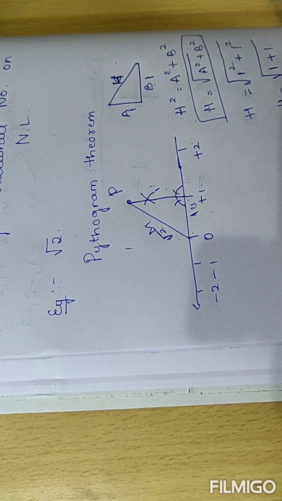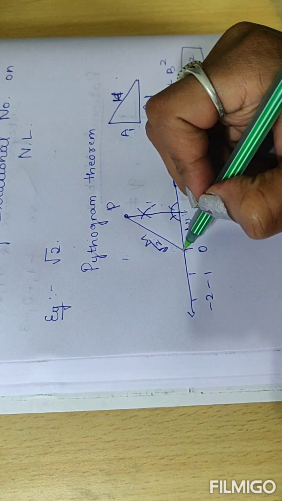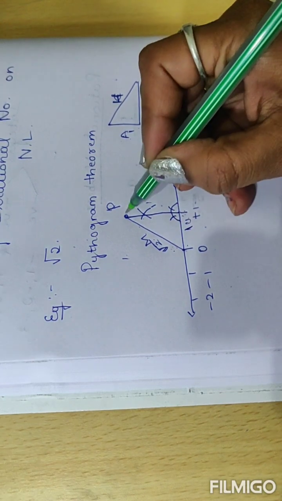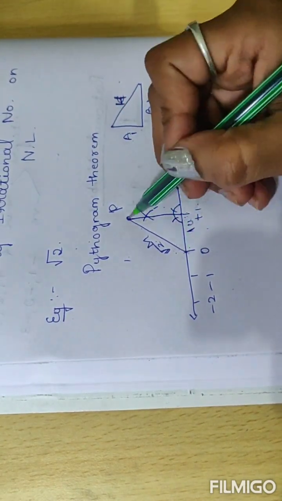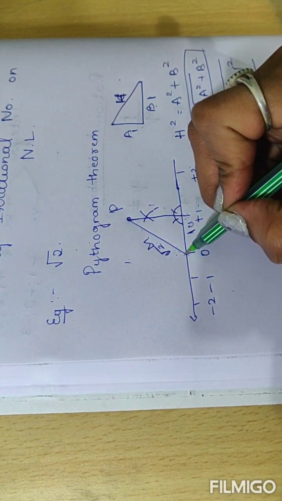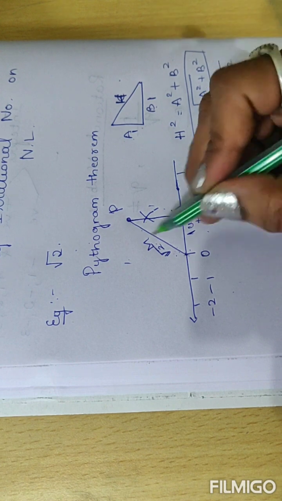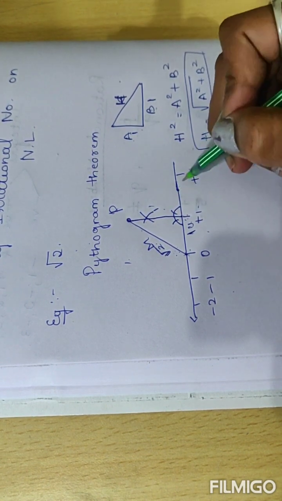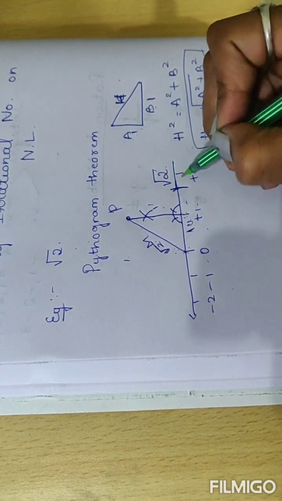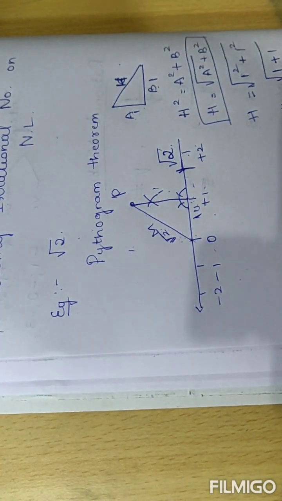Next, open your compass, take the measurement, point the compass needle at 0, and extend your compass pencil till here. Take this measurement, keep the needle at 0 again, and come back to the number line and mark it. This measurement has to be marked on the number line. It will be somewhere here. This is your root 2 on the number line. This is how we get root 2 on your number line. I hope you have understood.